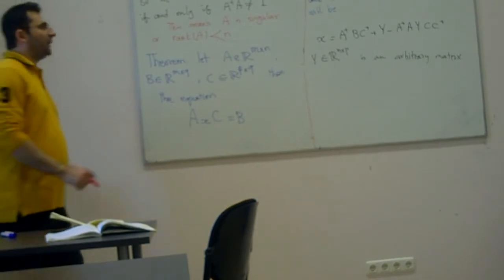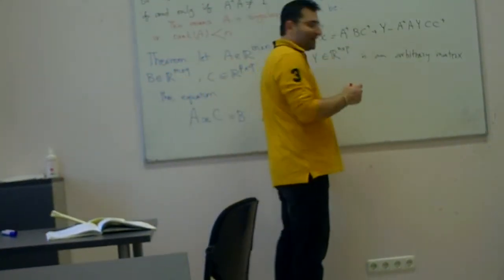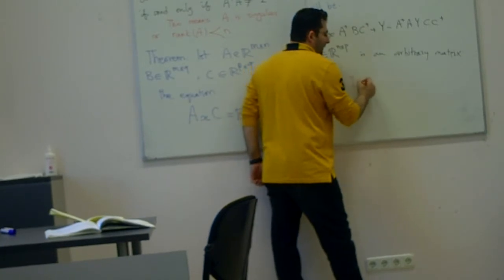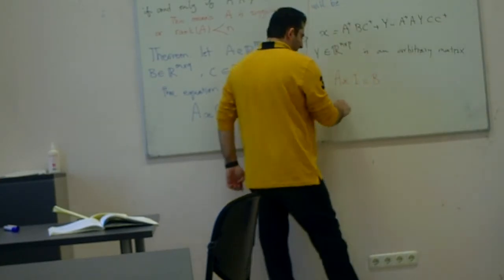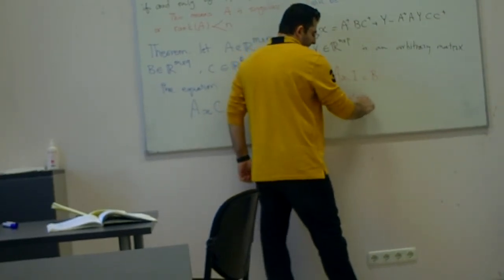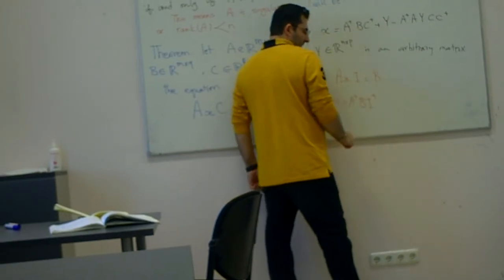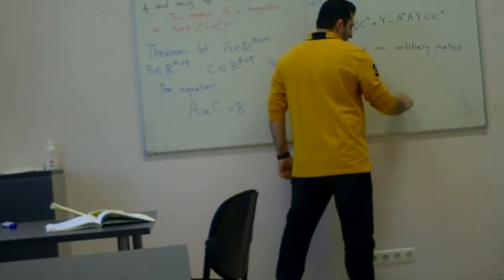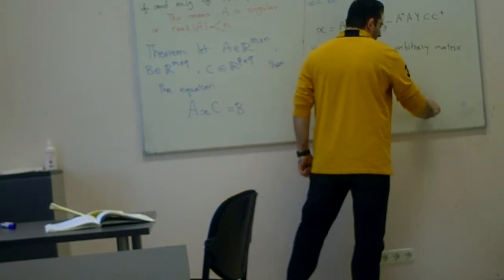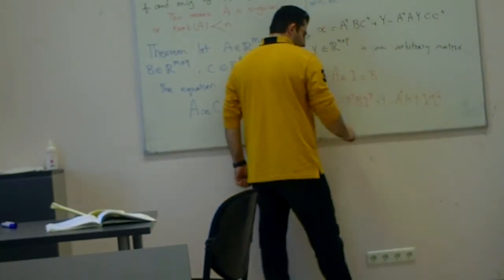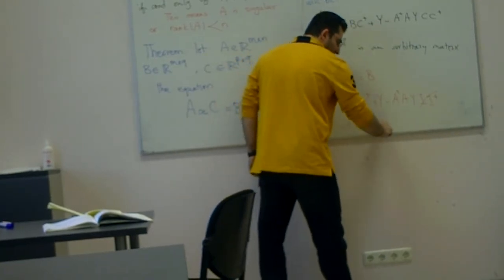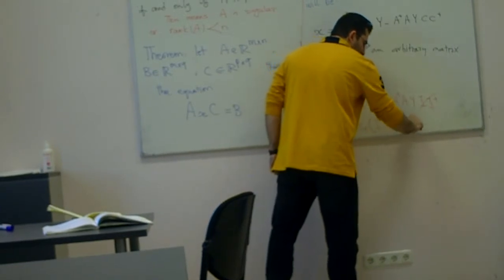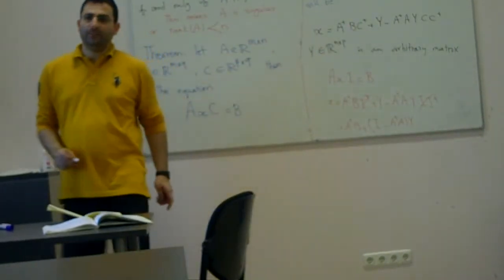Why is it more general theorem? Because in previous case we had C is I, so A X I is equal to B, right? And if I do so, then it means that X is A plus B I plus Y minus A plus A Y I I plus. I know that these are 1, this is 1, so it will be A plus B plus, I factorize Y, so it will be I minus A plus A Y. So I get the previous case.